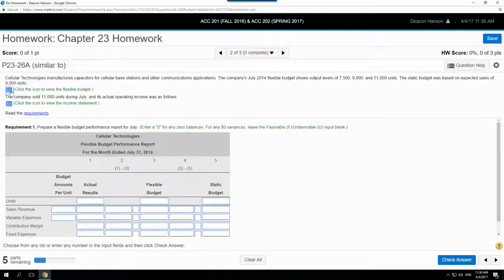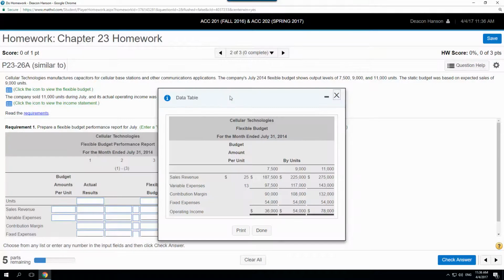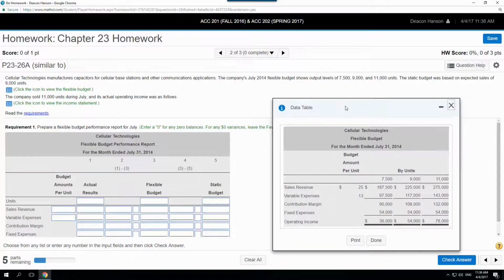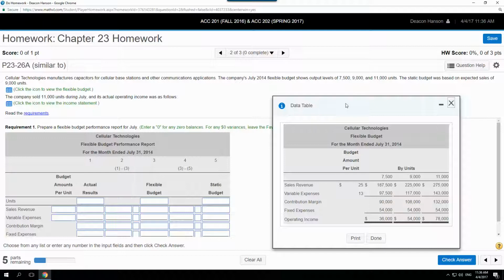Okay, so let's pull up this flexible budget. And they show us this flexible budget here based on 7,500, 9,000, and 11,000 units. And then they give the per unit amounts for the variable items, right? So the variable items would be the revenue and the variable expenses. Price being 25 and variable expenses per unit at 13.